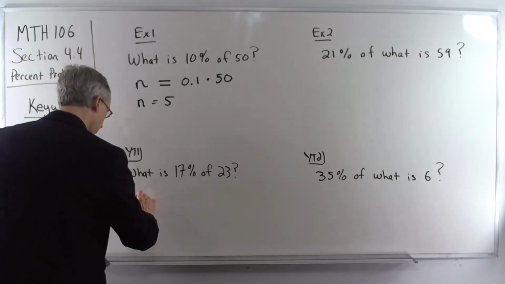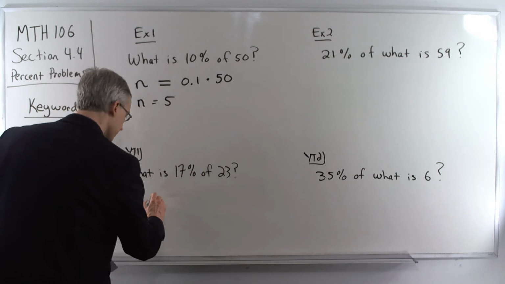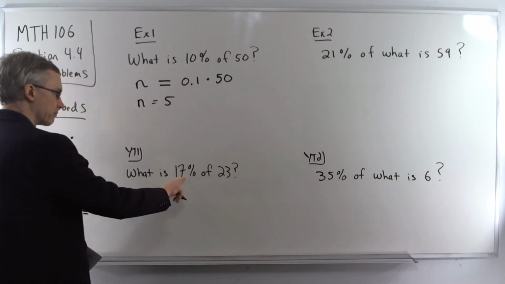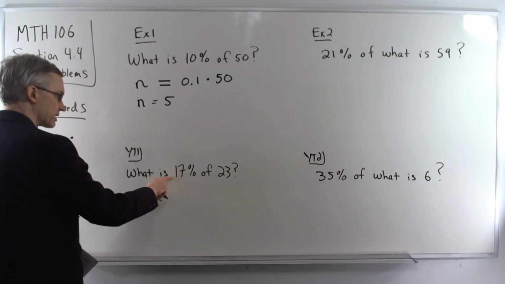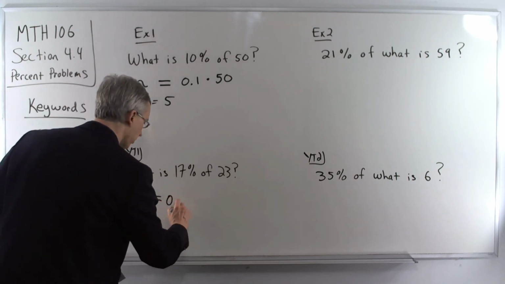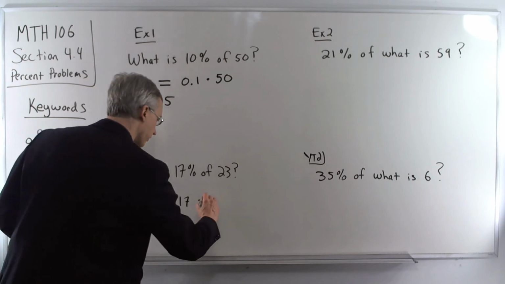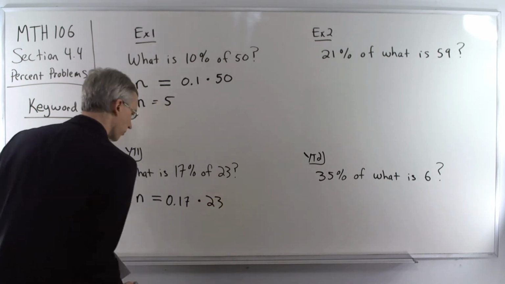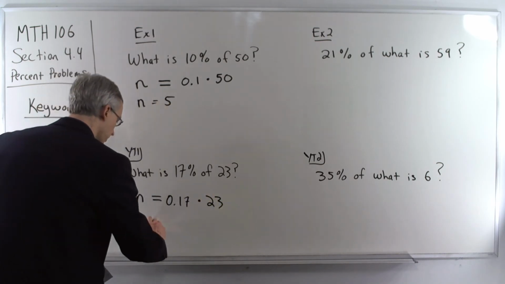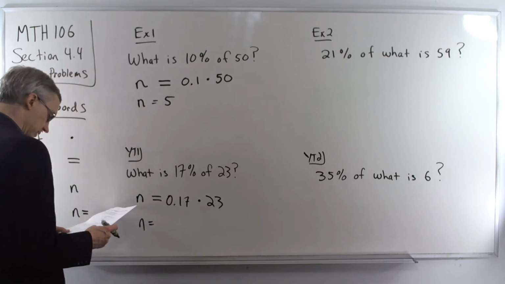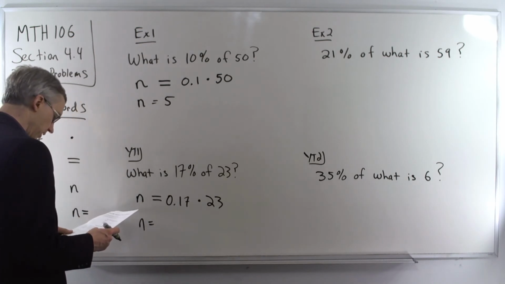All right, what is? What is n? Is the equal sign. 17%. Moving that decimal 2 to the left gives us 0.17. Of is multiplication, and 23. So 0.17 times 23 gives us 3.91.